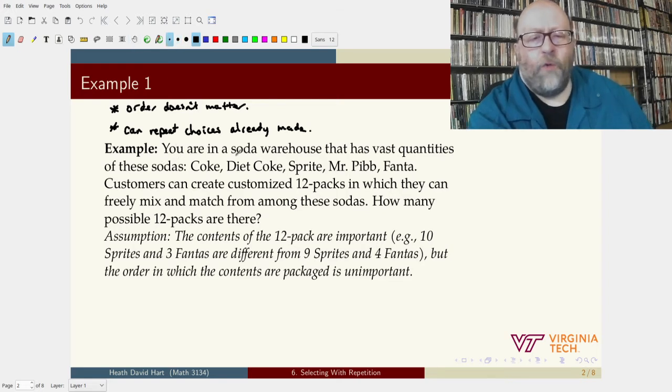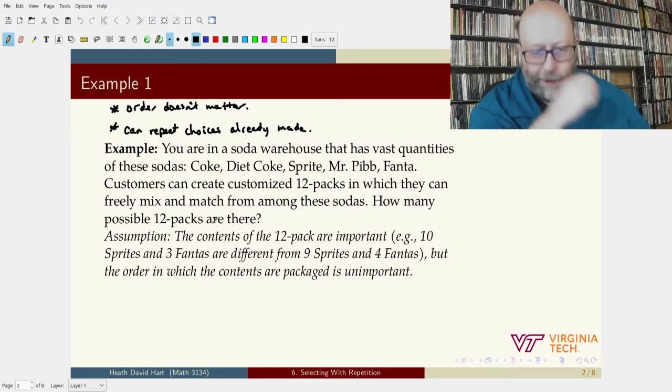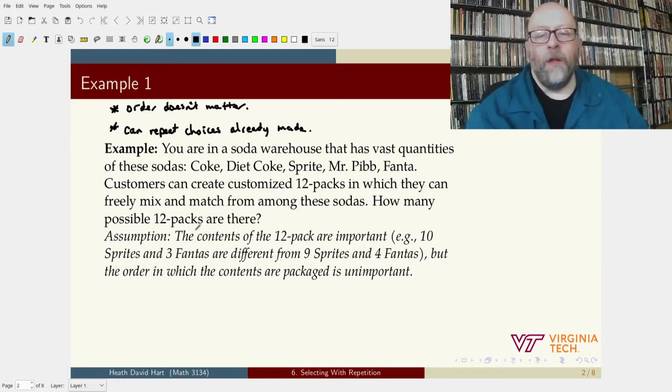So in our example here, we're in a soda warehouse that has vast quantities of these sodas: Coke, Diet Coke, Sprite, Mr. Pibb, and Fanta. Customers can create 12 packs in which they can freely mix and match from among these sodas. How many possible 12 packs are there? So we're assuming that the contents are important. For example, 10 Sprites and 3 Fantas is a different 12 pack from 9 Sprites and 4 Fantas, but the order in which we package the contents is not important. Okay.